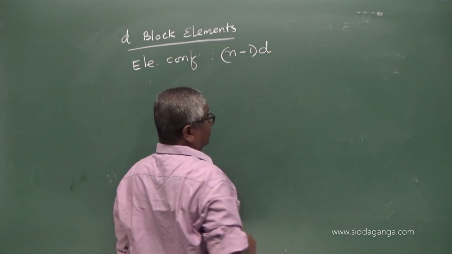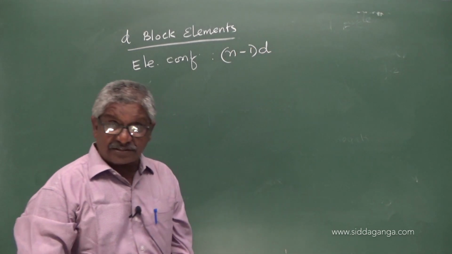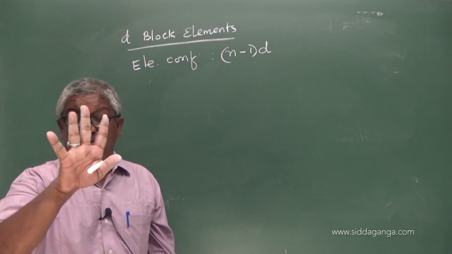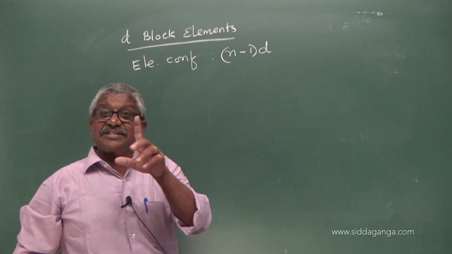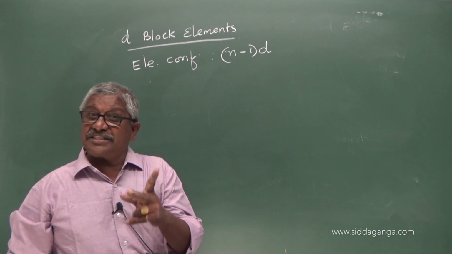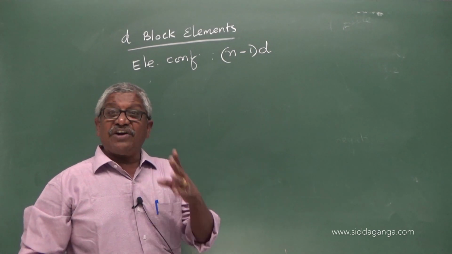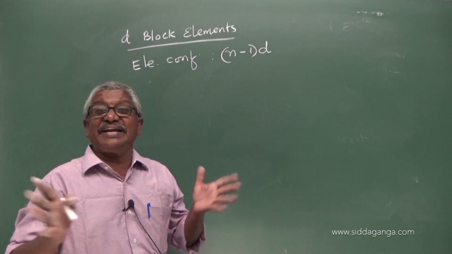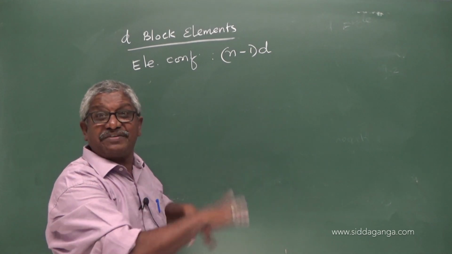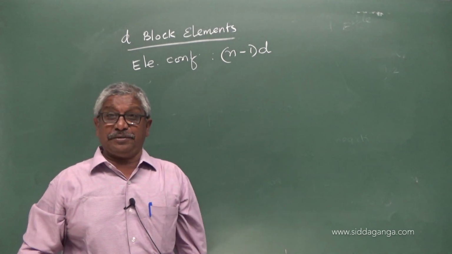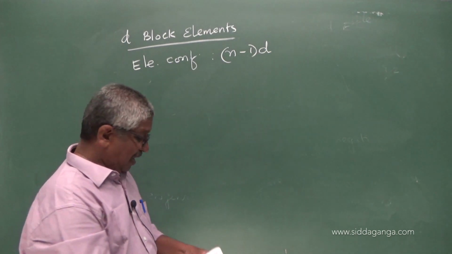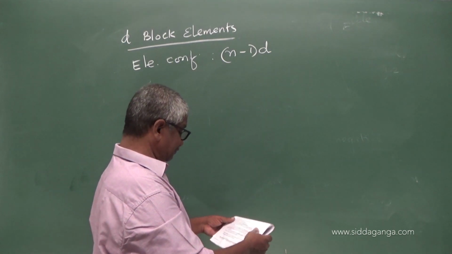D orbitals are 5. Each orbital can accommodate 2 electrons, so 5 orbitals can accommodate 10 electrons. So 10 groups are available in the periodic table.